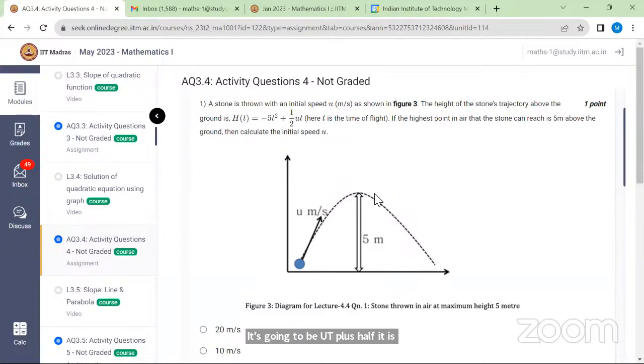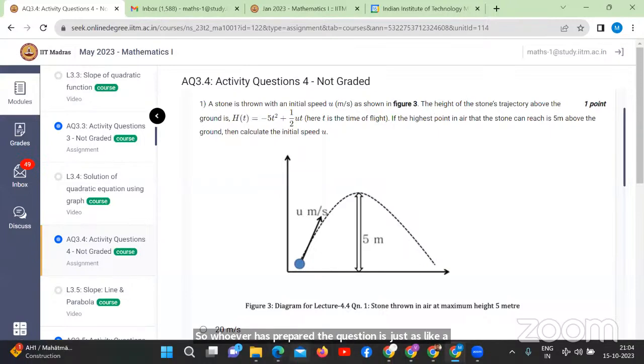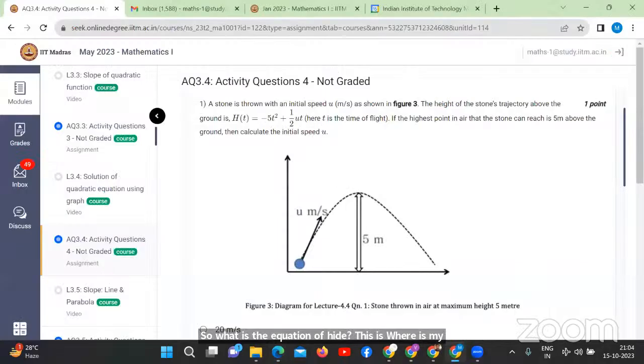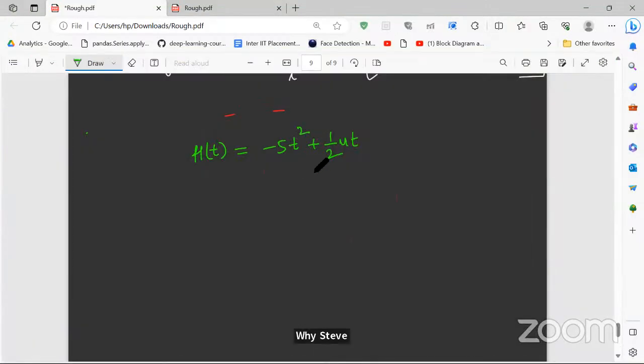Whoever has prepared the question has just given a and g. Can you solve that question? Yes, I'm solving this question only. So the height is following some equation. Tell me, what is the equation of height? It is minus 5t square plus half ut.